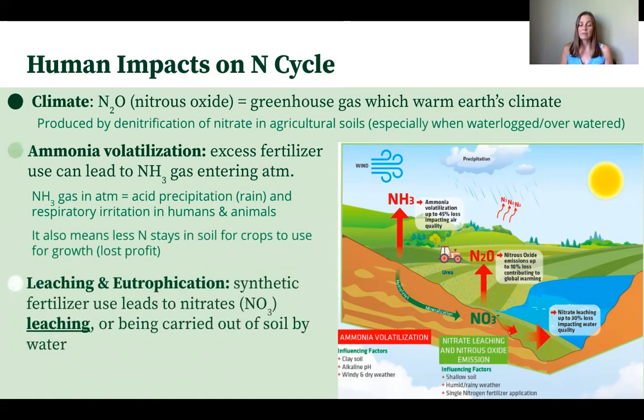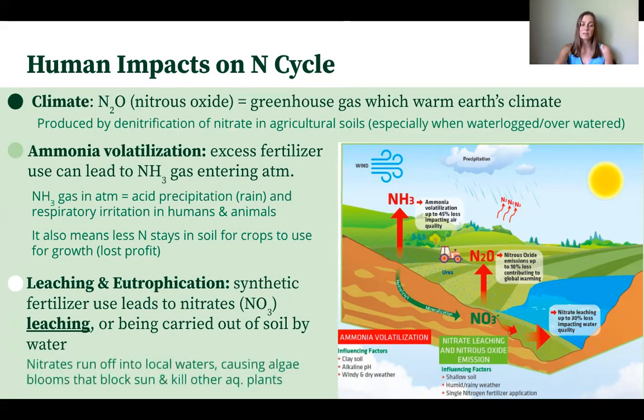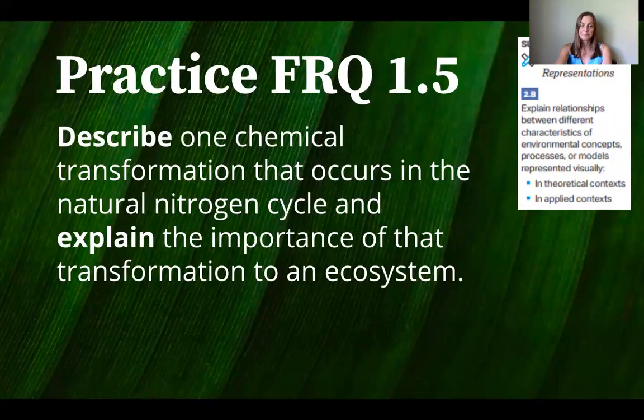And then we have leaching and eutrophication. So when we over fertilize and those nitrates run off, or they leach out of the soil into our surface waters, then they wind up in waterways, whether those are streams, lakes, rivers, and that process leads to algal blooms that can block the sun and kill other aquatic plants as well as animals.